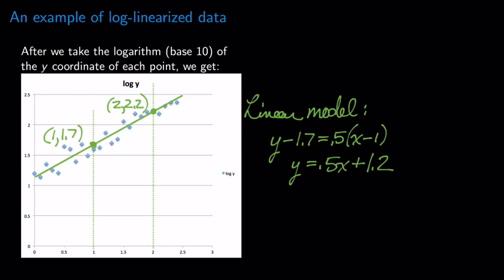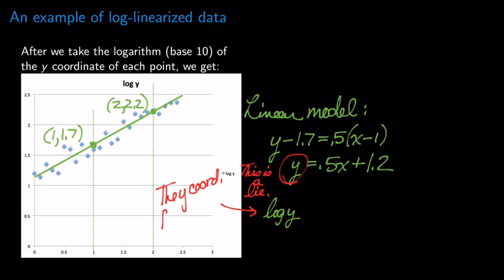Okay, now, I hope I can say this clearly enough. Me writing y here is a little bit of a lie. Notice how this is my x-axis, and this graph is log y, right? I applied log to everything. So this axis is actually log y. So really, if I'm being honest with myself, the y coordinates for this graph correspond to log y. And so my model is log y equals 0.5x plus 1.2.